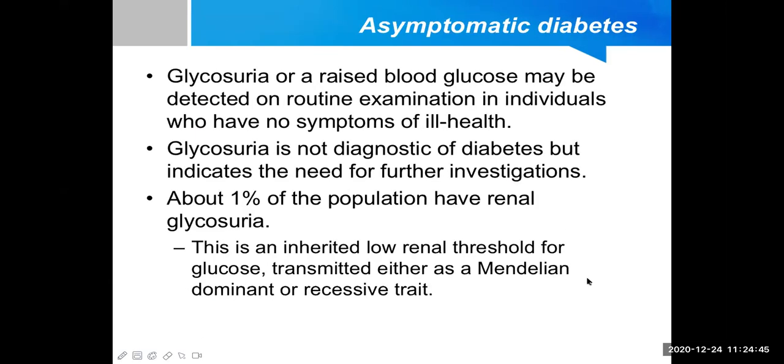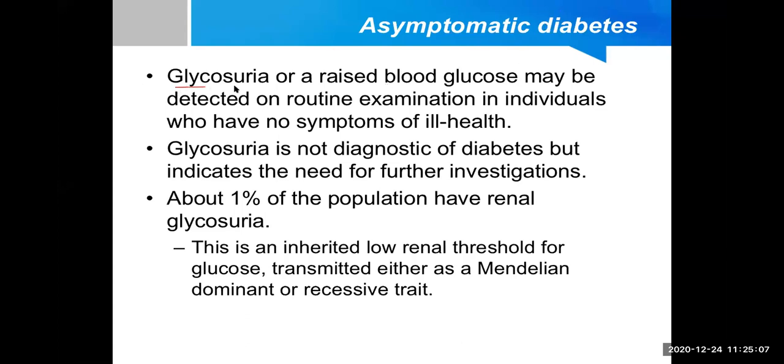Now, what is asymptomatic diabetes? What do you mean by this? See here, asymptomatic means lack of symptoms, but when we do the lab test, we pick up that yes, this is a case of diabetes. This is known as asymptomatic diabetes.